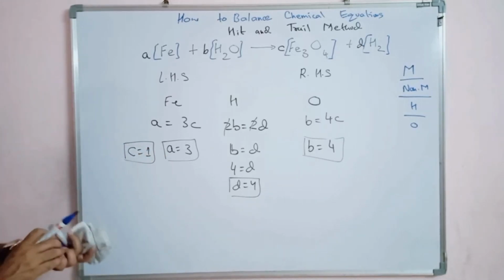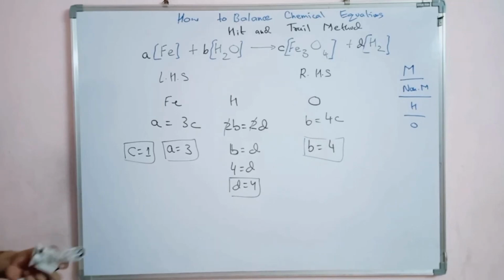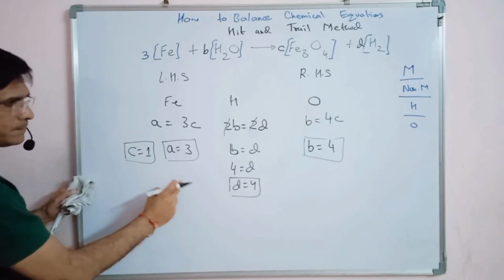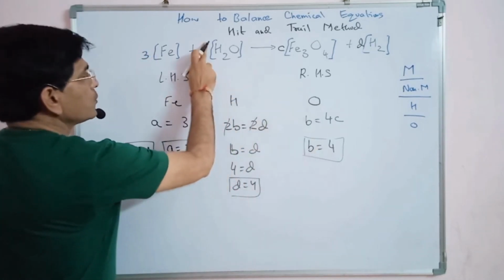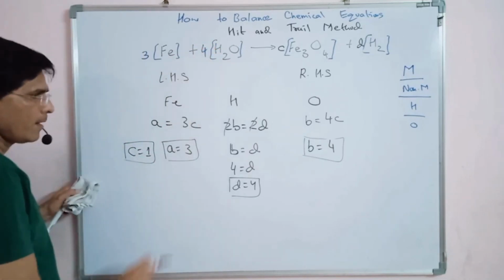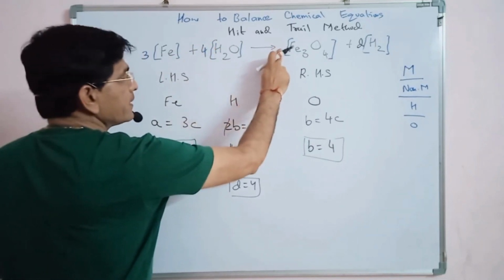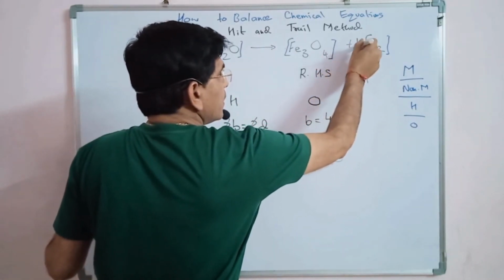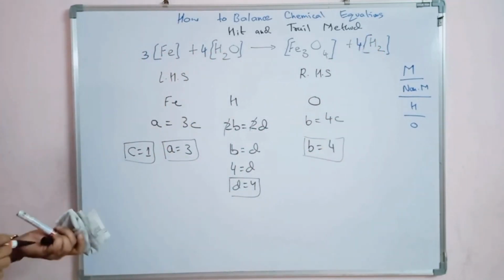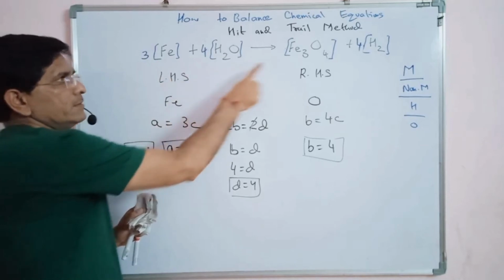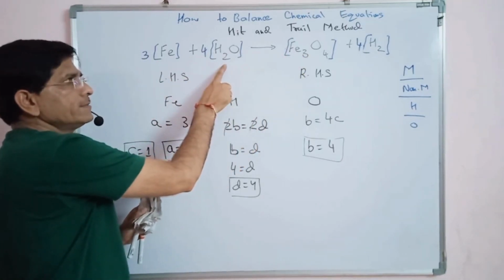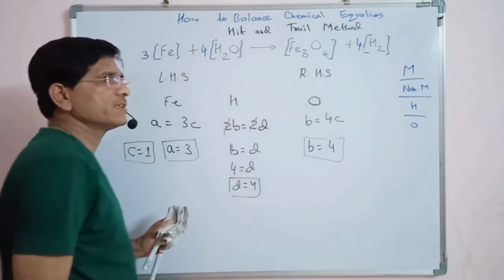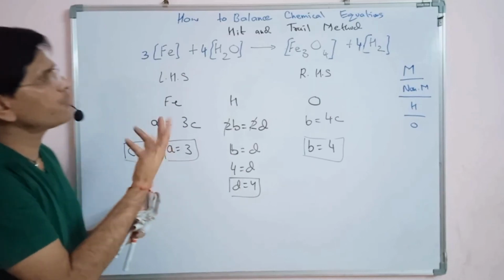Now we can write what we have to write. Again, we have to write A, that is 3 here. What is B? 4. I have to write 4 here. What is C? 1. I have to write 1 here. And what is D? 4. I have to write 4 here. Now check whether we are correct or not. Again 3 times iron, 4 to the 8 hydrogen is there, 4 oxygen is there.